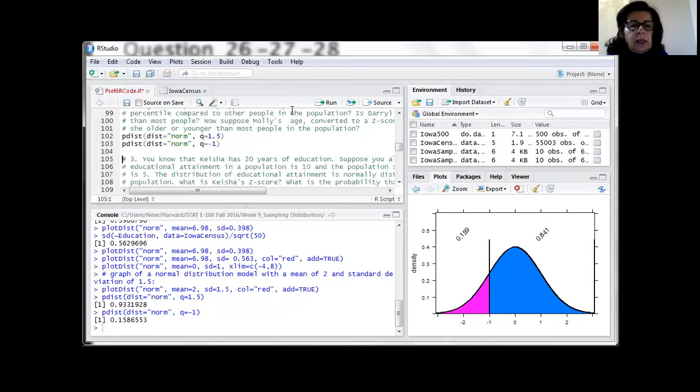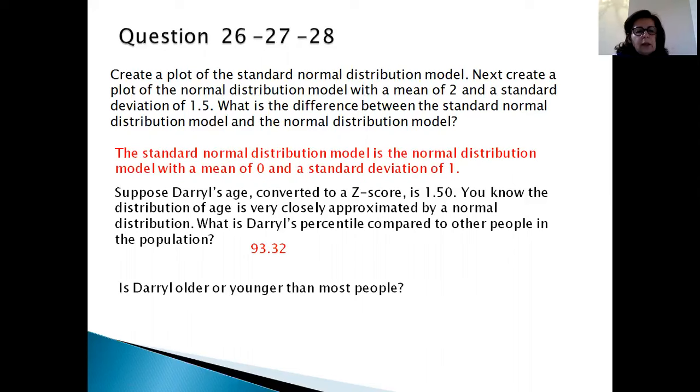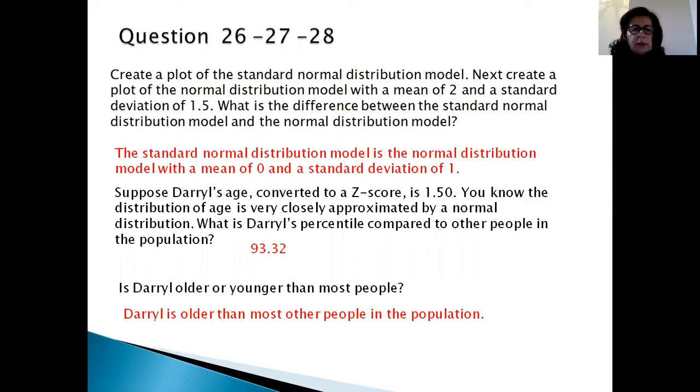Let's go and look at our answers. What is Daryl's percentile compared to other people in the population? 93.32. She is at the 93.32 percentile. That is what we calculated. Is Daryl older or younger than most people? Daryl is older than most other people in the population.